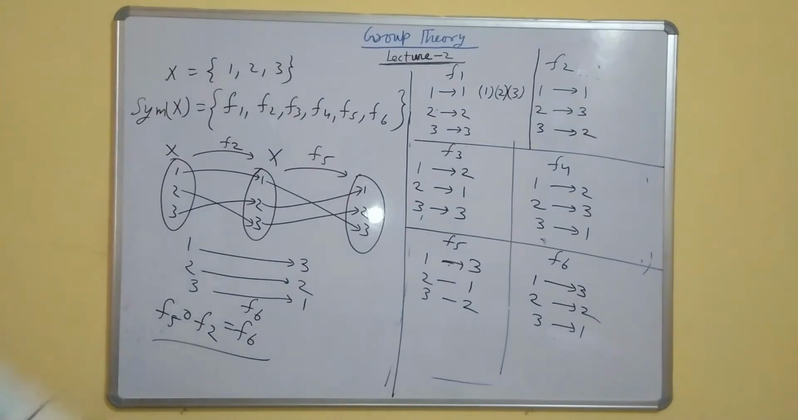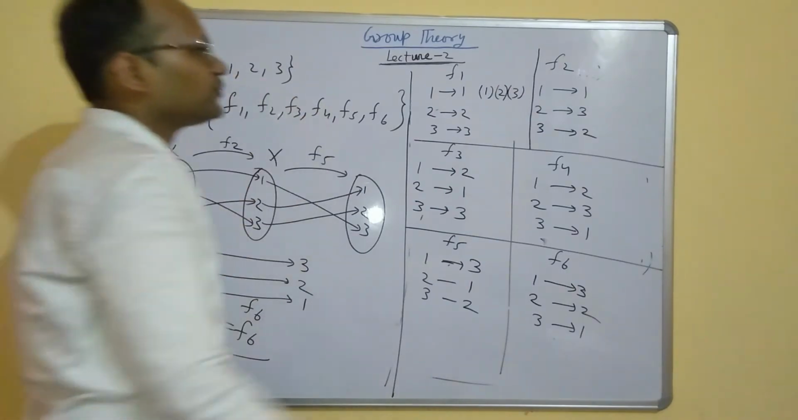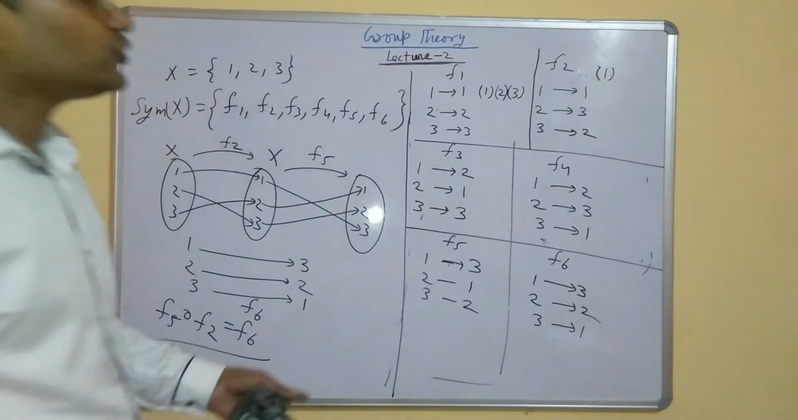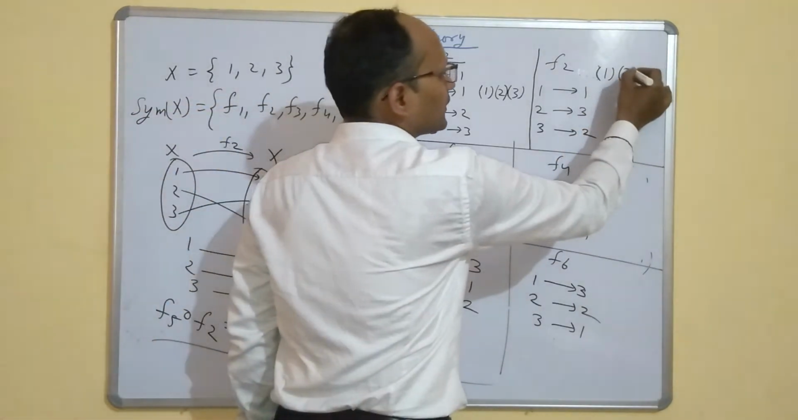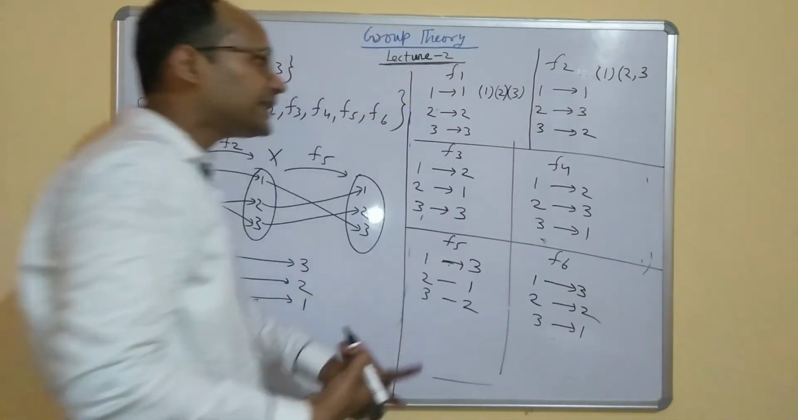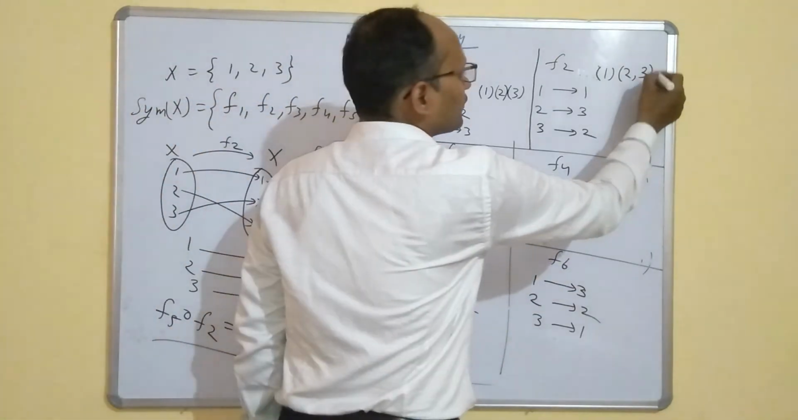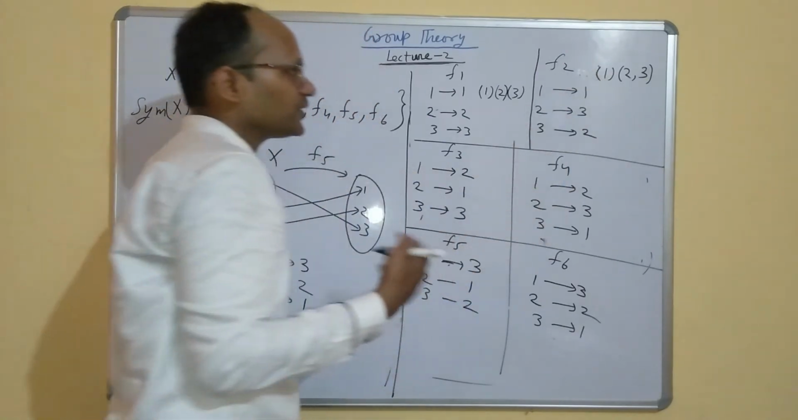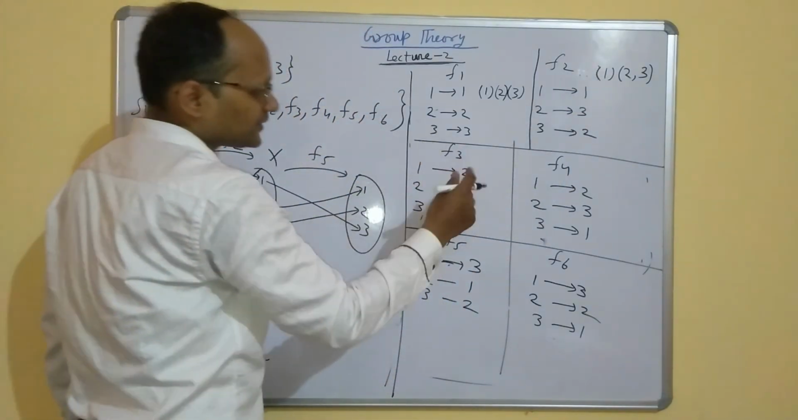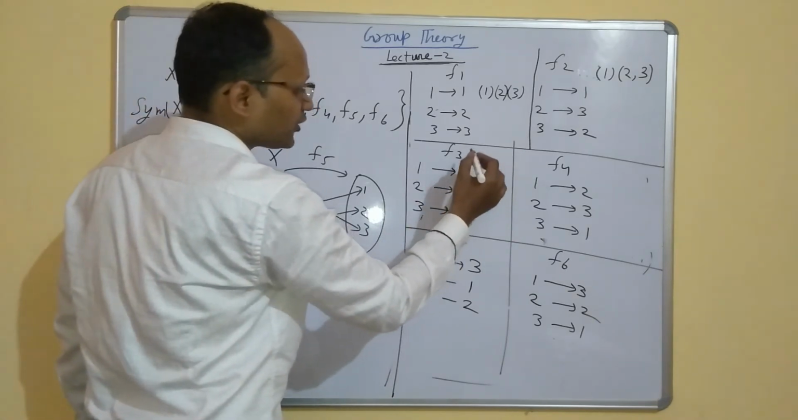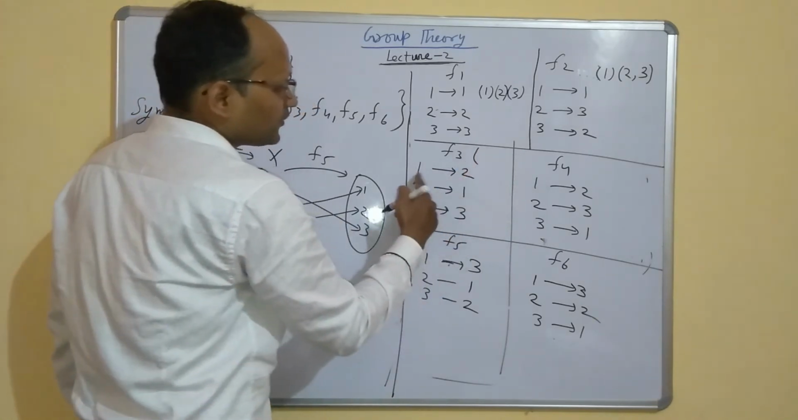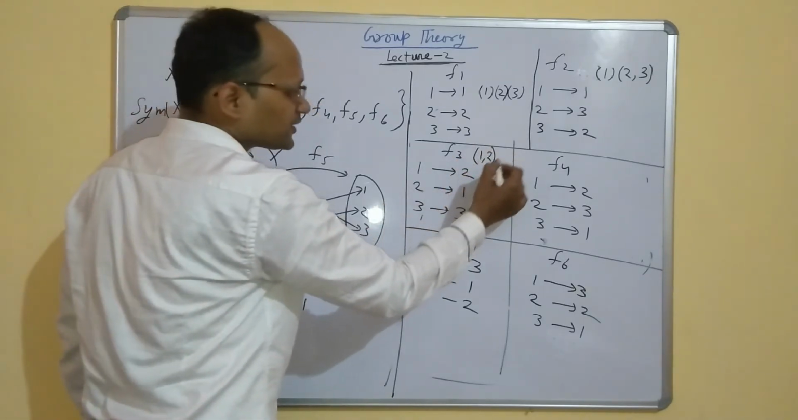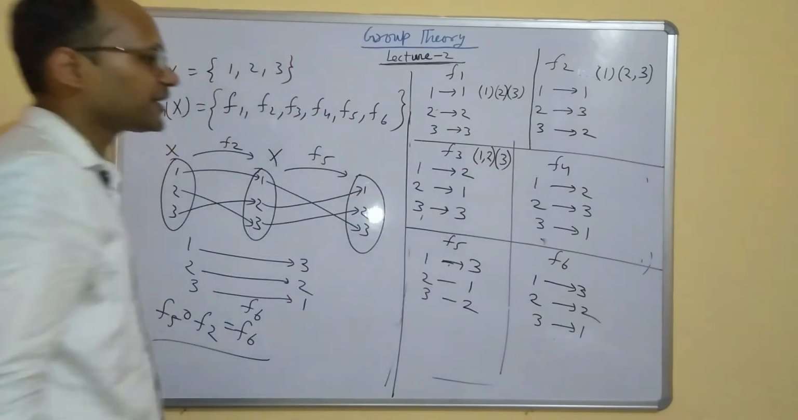Now see this F2. In this F2, 1 is going to 1, 2 is going to 3, and 3 is going to 2. So I close this bracket. Close this bracket means 2 is going to 3 and 3 is going to 2 and 1 is going to 1. So I want to shorten this notation. This is taking too much space, so I am introducing a short notation for it. Now 1 is going to 2, so I write 1 comma 2 means 1 is going to 2. 2 is going to 1, so I close this bracket, and 3 is going to 3, so I close this bracket. 3 is going to 3.